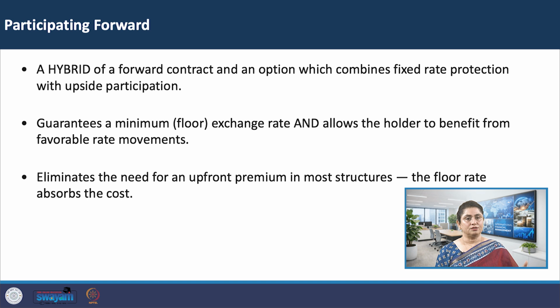Now we all know that in a standard forward contract, the buyer locks in a fixed rate and misses out on any favorable market movements. In a standard call option, the buyer benefits from the favorable movement but pays a premium. The participating forward combines elements of both. It provides a guaranteed base exchange rate and also allows participants to participate in favorable movements, all without requiring an upfront premium in most cases.